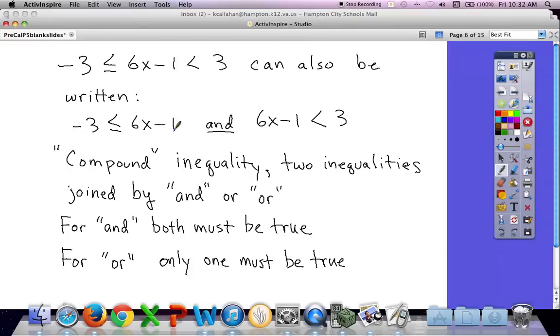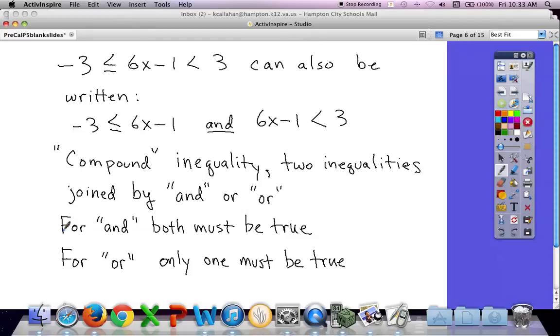This is what we call a compound inequality, when you have two inequalities and they're tied together with and or or. And when you have an and, you know that both parts must be true. When you have an or, just one part needs to be true for the whole thing to be true.